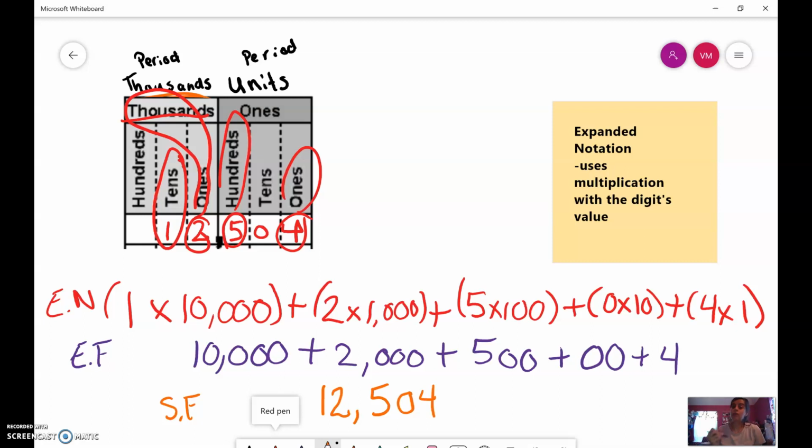And then the word form is twelve thousand, five hundred four. But I'm not good at writing on my tablet. Hopefully this is a review. And keep in mind, we're going to practice expanded notation. But if you're confused or you have any questions, let me know. Thank you. See you later.